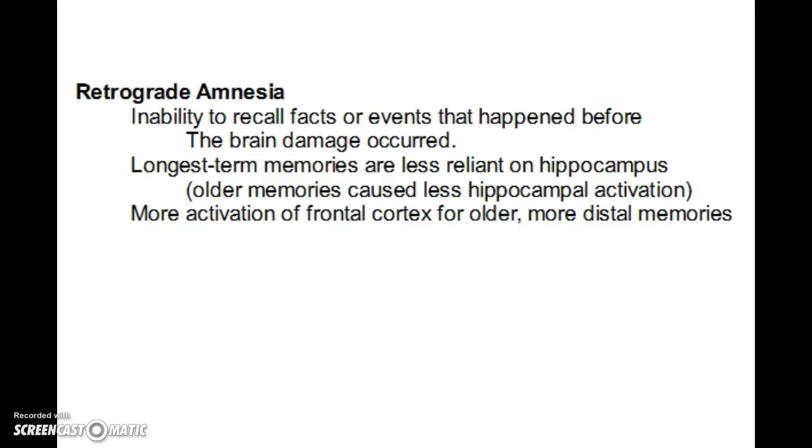Another form of amnesia is known as retrograde amnesia. And this is the inability to recall facts or events that happened before the brain damage occurred. What's interesting to note is that the longest-term memories are the least reliant on the hippocampus. Older memories cause less and less hippocampal activation, and in fact cause more activation of the frontal cortex. And so what we're seeing is that longer-term memories are going to trigger more areas of the cortex and rely less and less on the hippocampus because they've already been consolidated and stored.